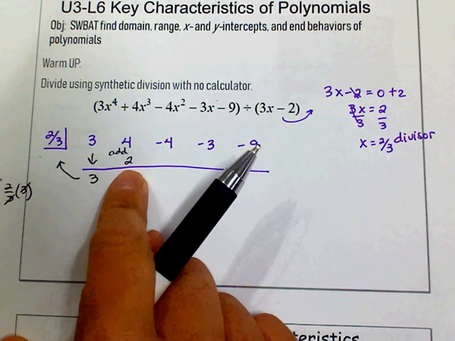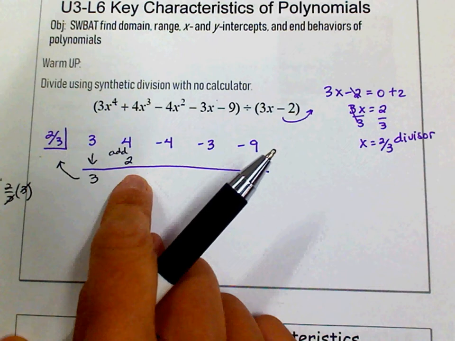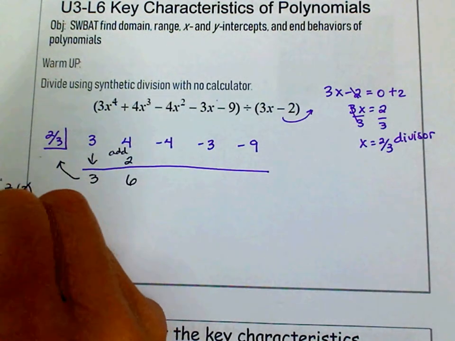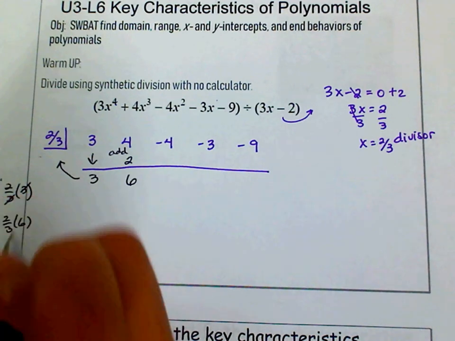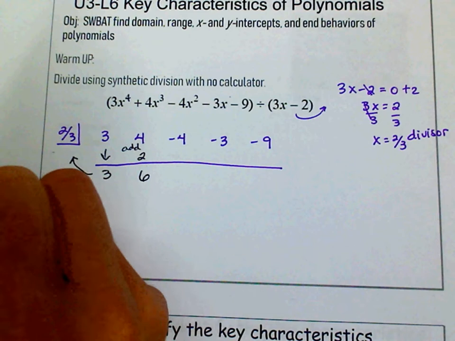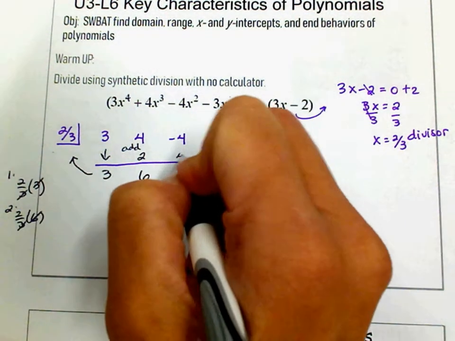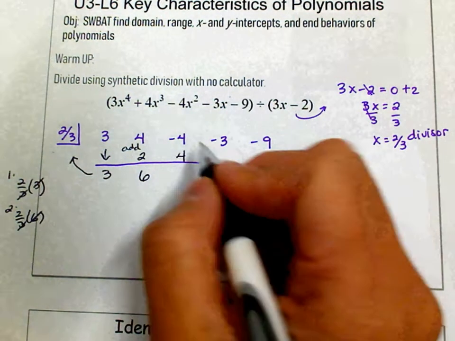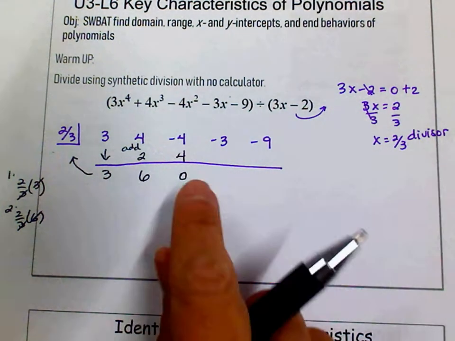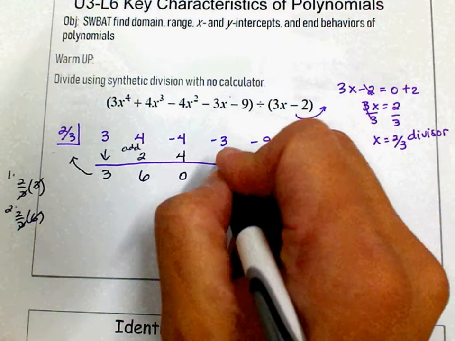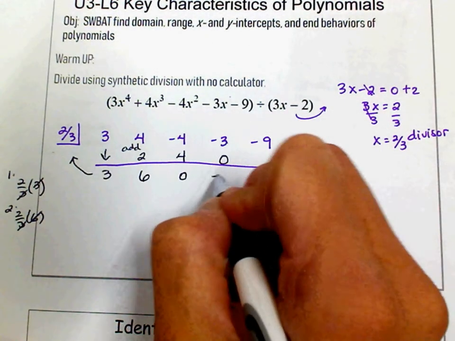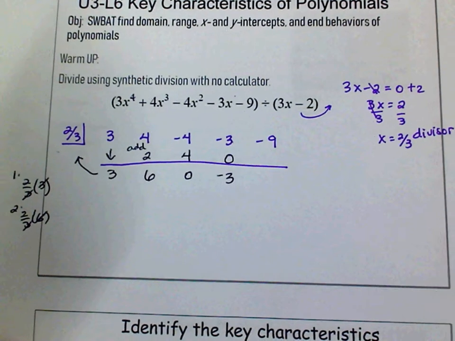Some of you guys are subtracting. Make sure you always add. 4 plus 2 is 6. 2/3 times 6. Okay? 6 divided by 3 leaves you 2. So 2 times 2 is 4. You add. -4 plus 4 is 0. 0 times anything is 0. -3 plus 0 is -3.